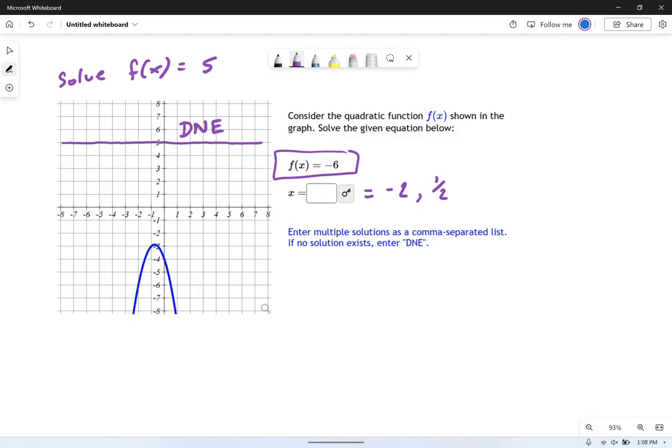And you can see that looking at the graph. You know, your graph's down here, and you're trying to get it up here. It does not happen. So these are the basic outcomes that you might get from trying to solve an equation graphically.